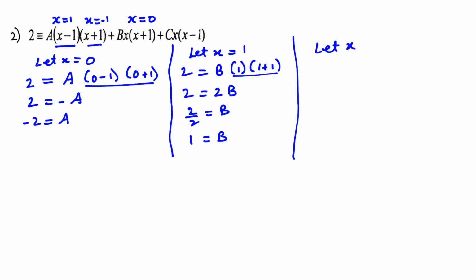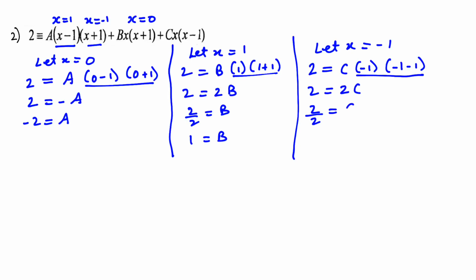Now, we are going to use let x is equal to negative 1. Again, if you substitute negative 1 here, negative 1 plus 1, 0, A is cancelled. Negative 1 plus 1, 0, B is cancelled. So we are left with C. 2 is equal to C, bracket, negative 1 minus 1. And when you put this whole thing in the calculator, you will get 2. Divide both the sides by 2 and 1 is equal to C. So if you understand these two examples, you will be able to find A, B and C when you have 3 different values of x.